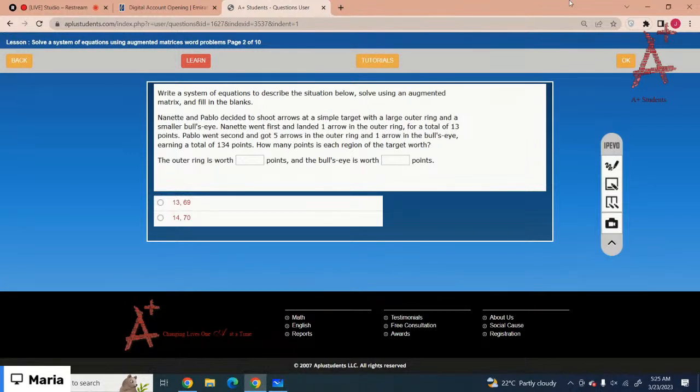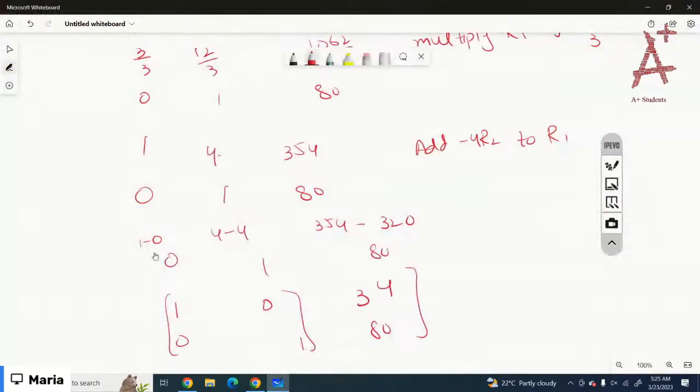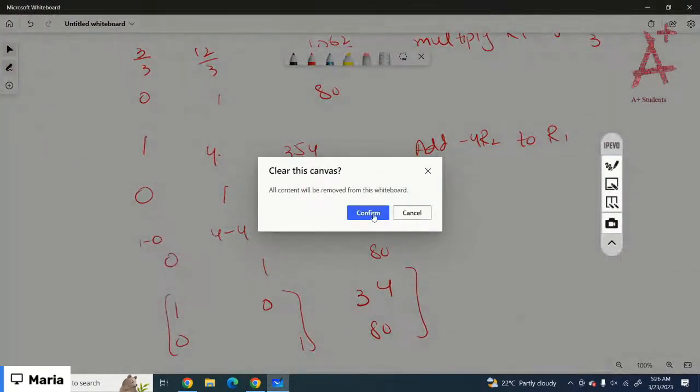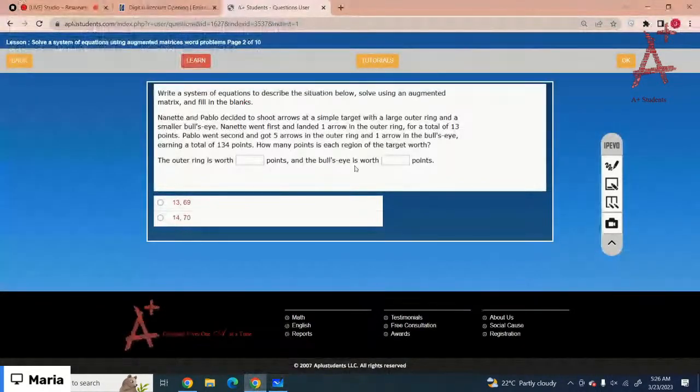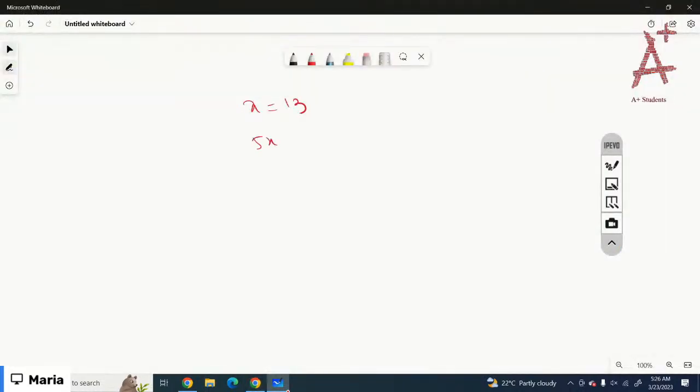So you have to write down the equations. Nanette went first and landed one arrow in the outer ring for a total of 13 points. So it would be x equals 13. Let's just see the other equation. Pablo went second and got 5 arrows in the outer ring and 1 arrow in the bull's eye, for a total of 134. It would be then 5x plus y equals 134. So we have to solve using augmented matrices.